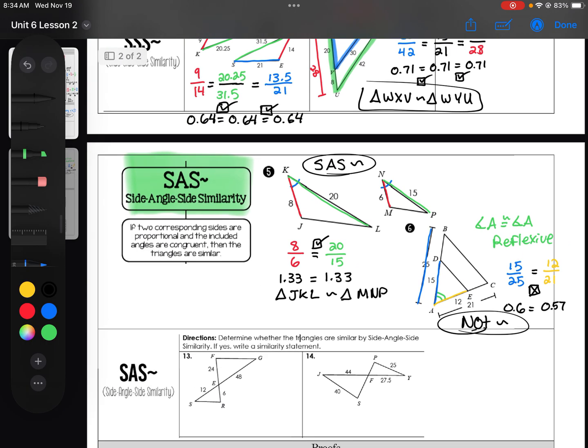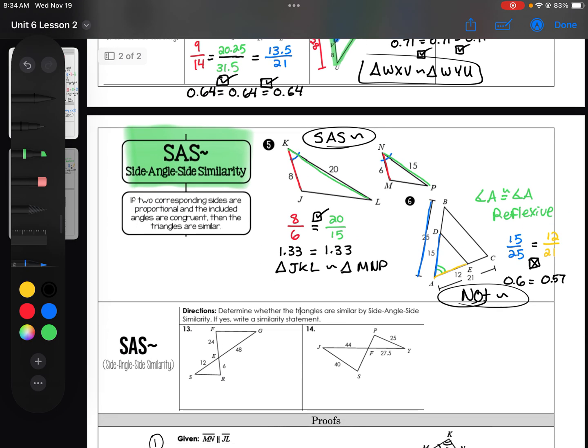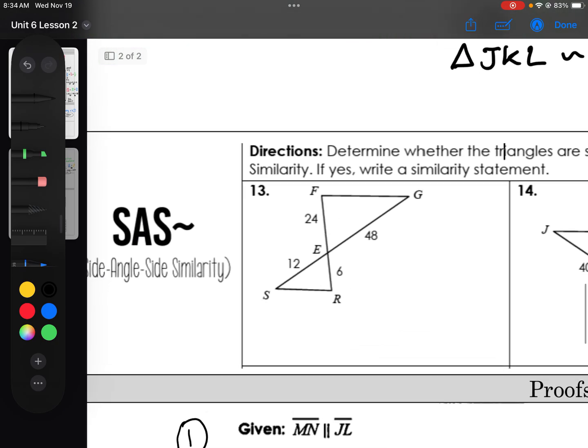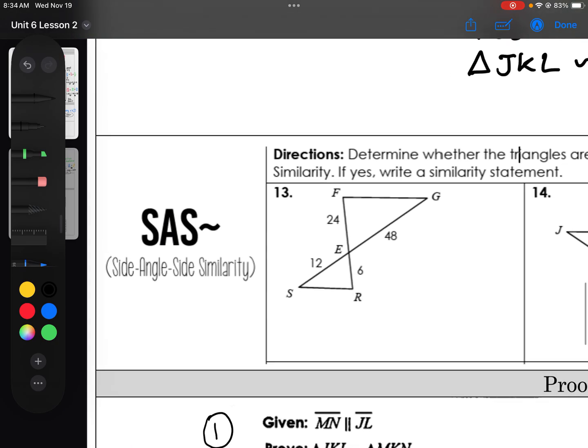Okay, so it's important that you actually check those proportions because they might lead you in the wrong direction. Okay, getting close to getting done here, we have a side angle side similarity. So once again, we want to look for that angle that's included between some sides. So I can see here we do have angle E because of vertical angles. Gonna go quicker through this one.